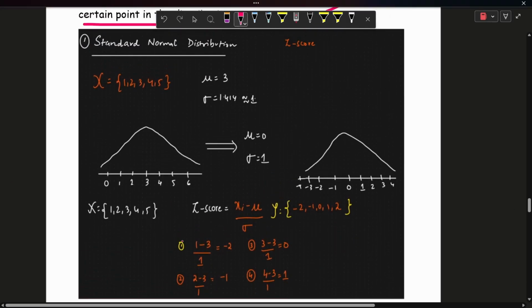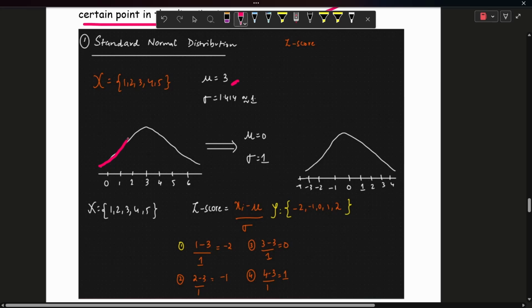So first, let's calculate the z-score of a random variable which has these values 1 2 3 4 5. The mean of this distribution is 3 and the standard deviation is 1. We can simply calculate this mean by adding all these values and dividing by the number of values. We get 3, and standard deviation we can easily calculate using the formula.